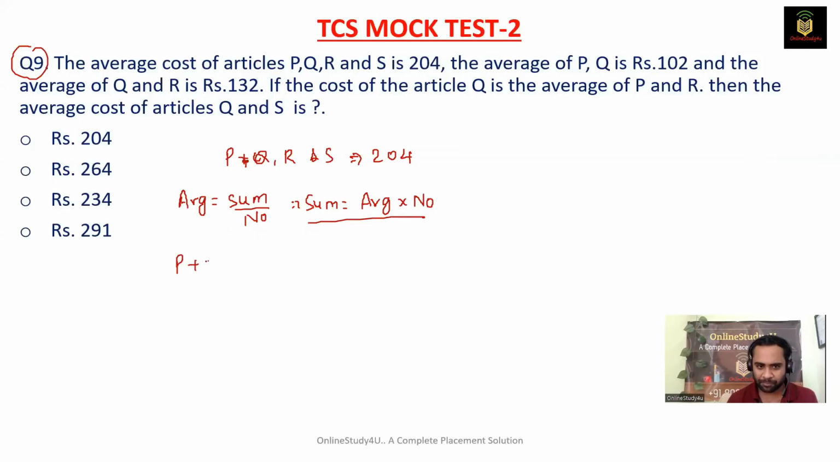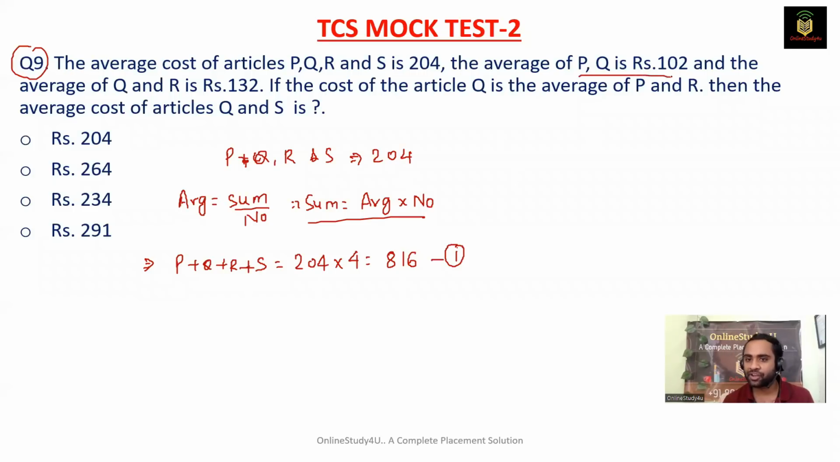So what will be the sum? P plus Q plus R plus S. Okay, so sum will be average 204 and number, so 4 are there. So this will become 816. The number is 4 and the average is 204, so the PQRS sum will become 816. This will become my equation 1.